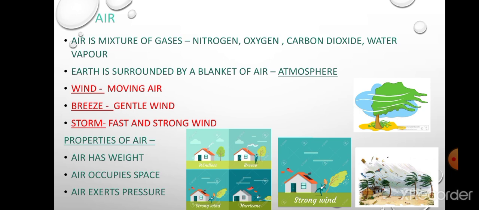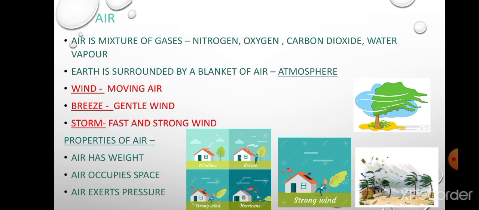Next is air. What is air? It's a mixture of gases such as nitrogen, oxygen, carbon dioxide, water vapor, argon, different types of gases. Now our earth is surrounded by a blanket of air that is called the atmosphere. Our earth is covered with a layer of air, and this is known as the atmosphere. We cannot see air, because it has no color, no smell, no taste, but still we can feel the presence of air.